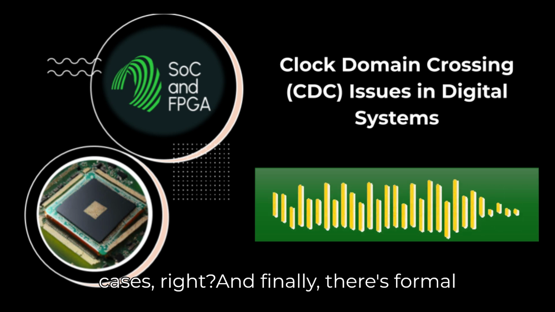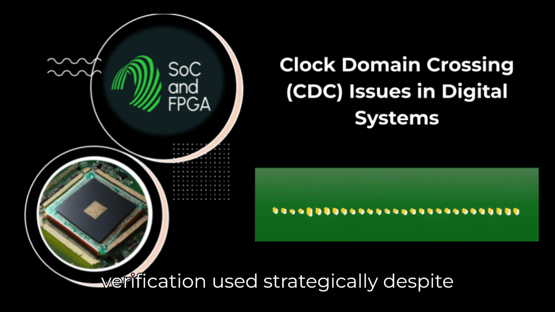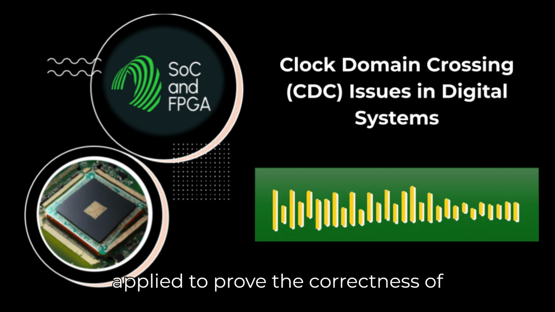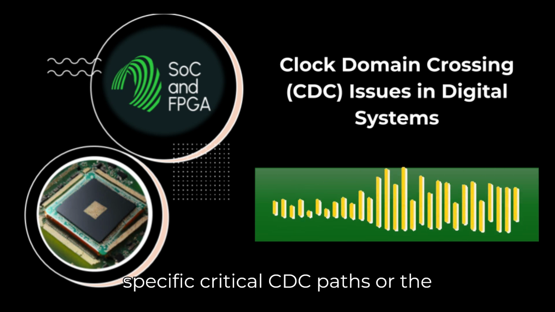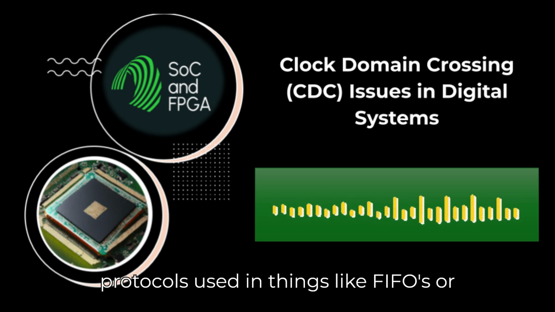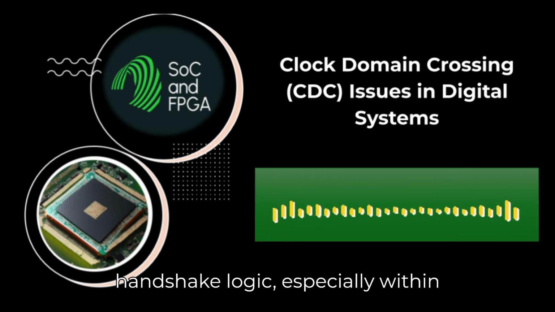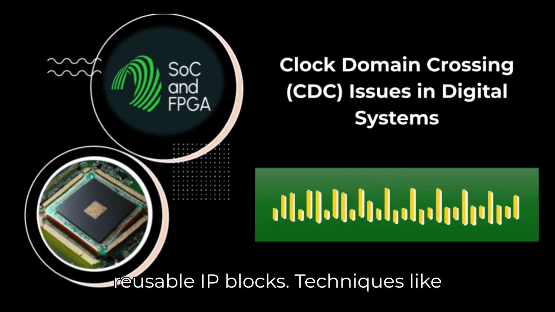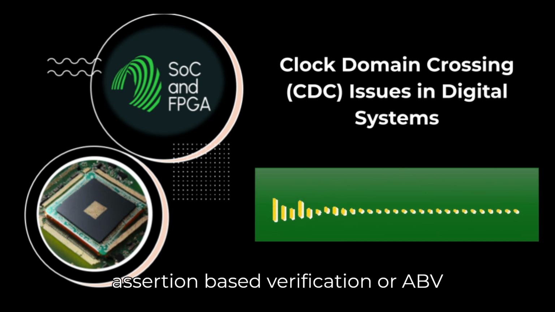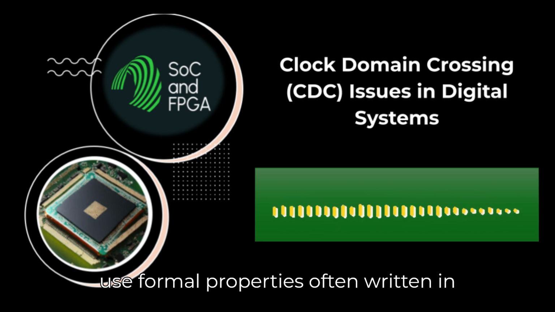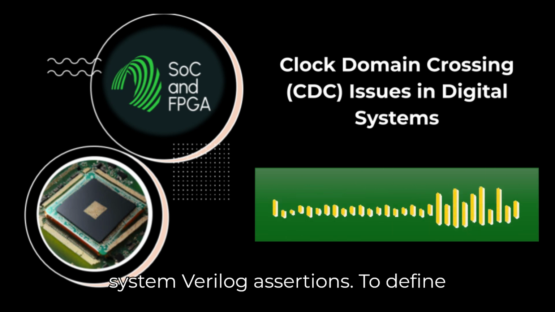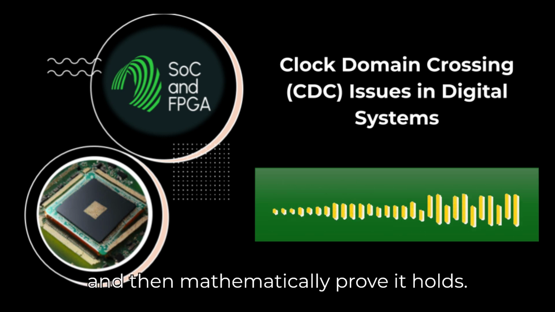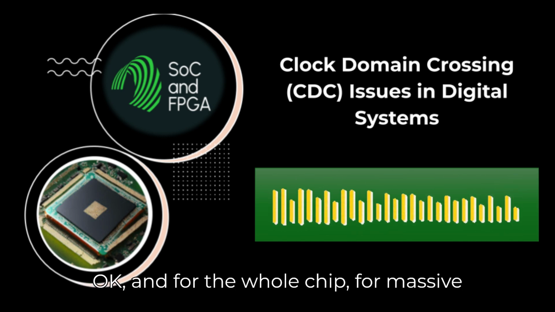Right. And finally, there's formal verification used strategically. Despite the state space issue. Yes. It's often applied to prove the correctness of specific critical CDC paths, or the protocols used in things like FIFOs or handshake logic, especially within reusable IP blocks. Techniques like assertion-based verification, or ABV, use formal properties, often written in SystemVerilog assertions, to define exactly how a CDC protocol must behave and then mathematically prove it holds. Okay, and for the whole chip?